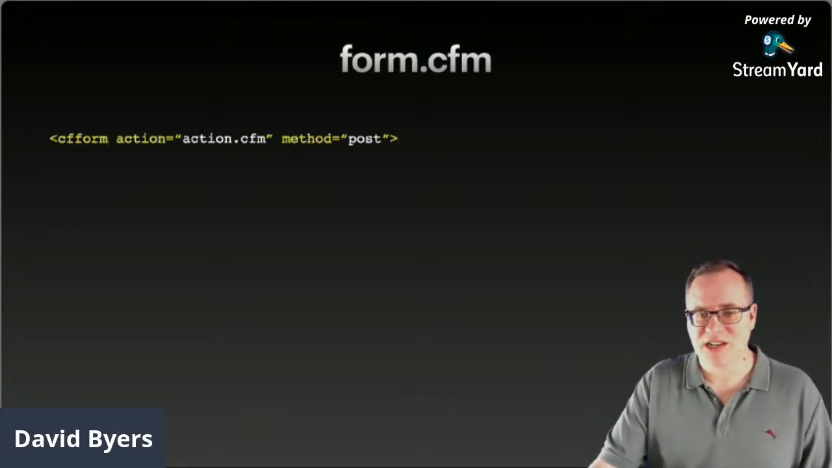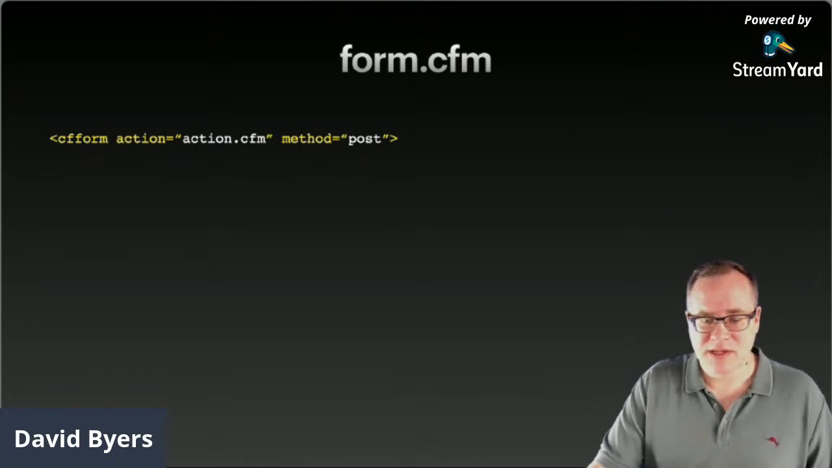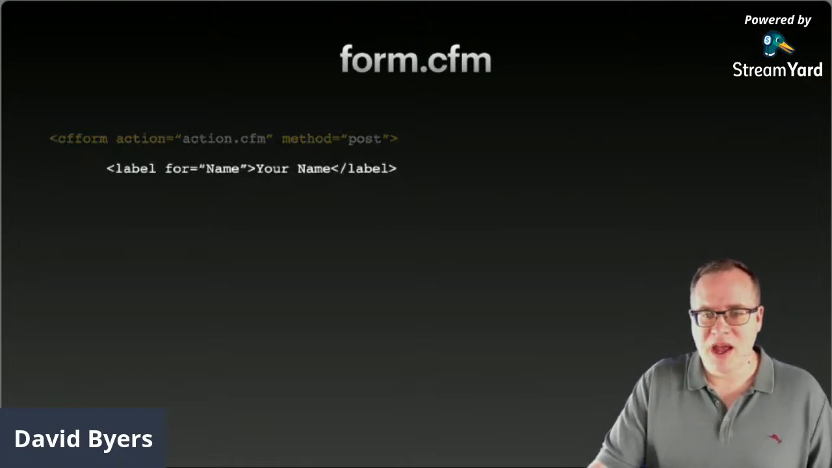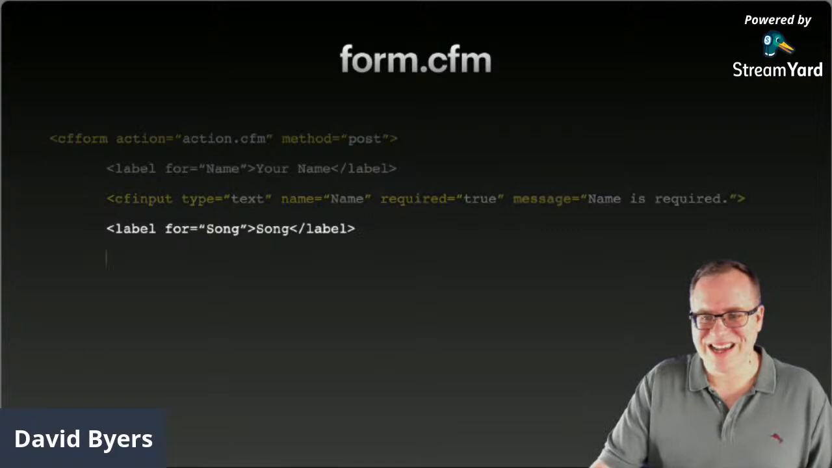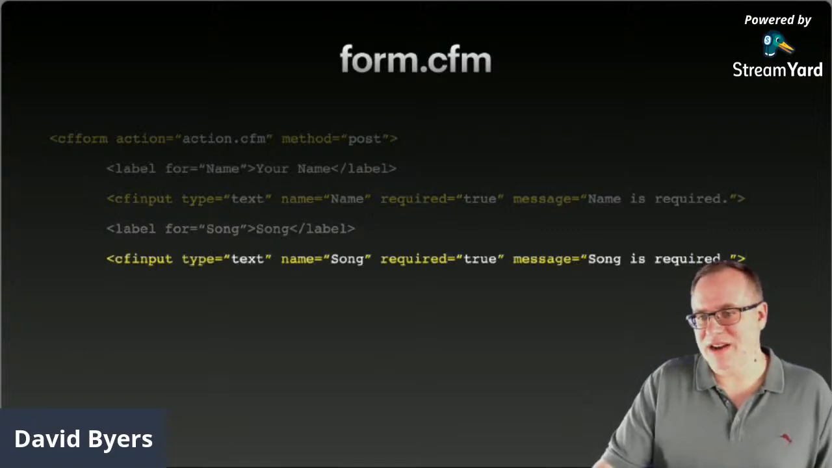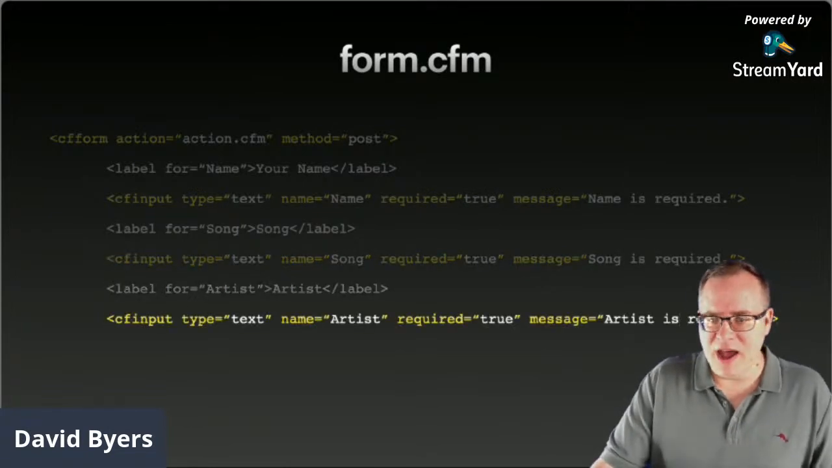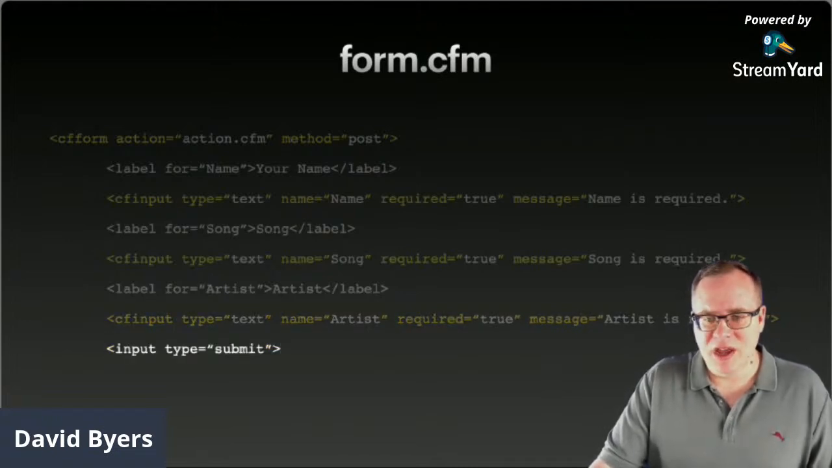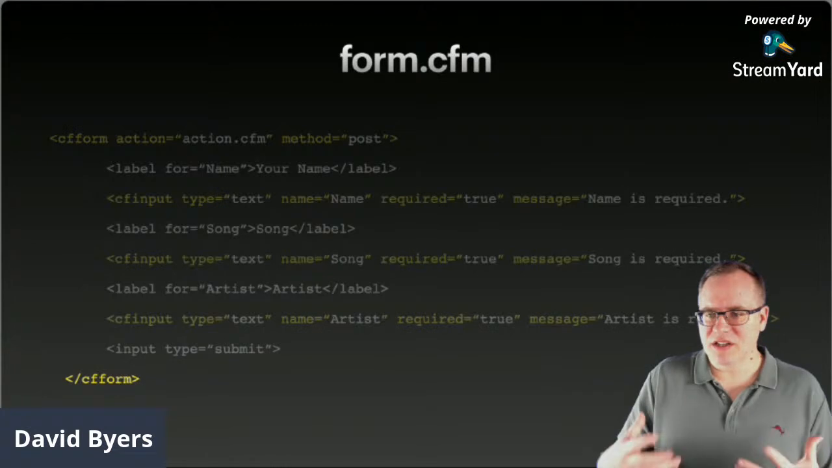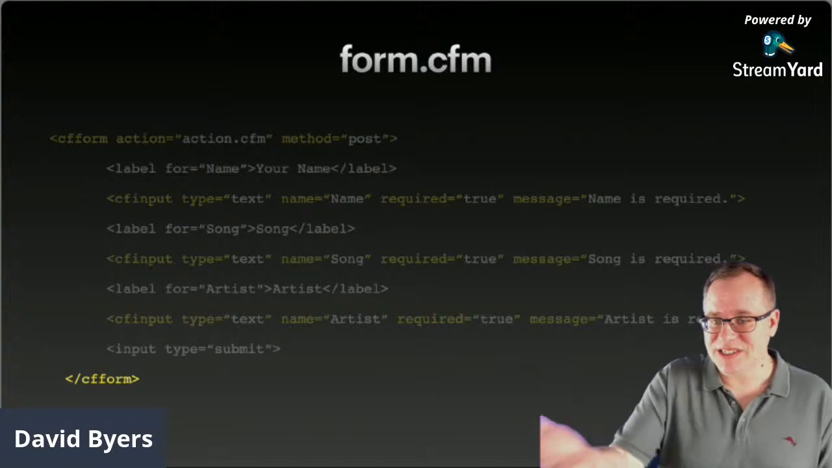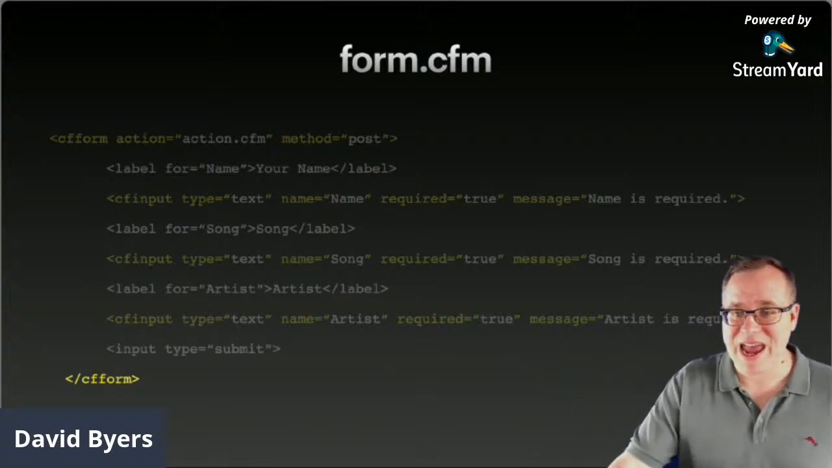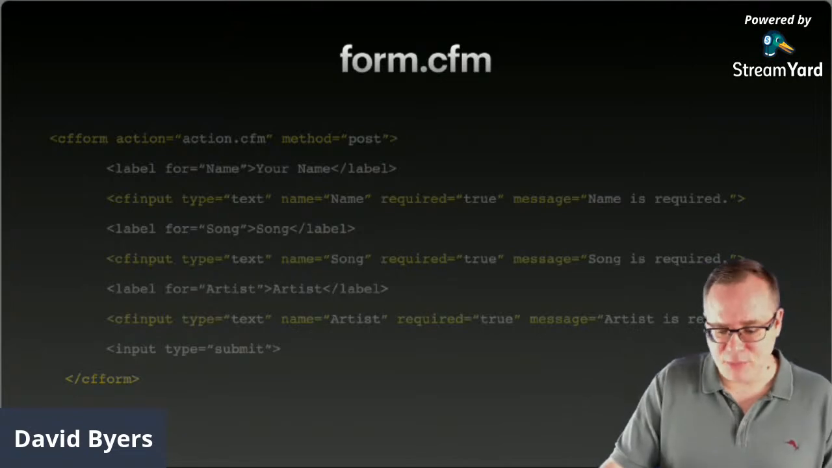So what I did was I changed that to what's called a CF form. Same attributes as the HTML form. I had the same label, and then I changed my inputs from regular inputs to what are called CF inputs. And I added a couple of extra attributes. Required equals true, message equals song is required, you know, the artist was required, and it sends the person a message. And then I had my submit button. By changing this form to a CF form, I automatically built in validation simply by adding a few attributes to some of the tags and changing the tags from input tags to CF input tags.